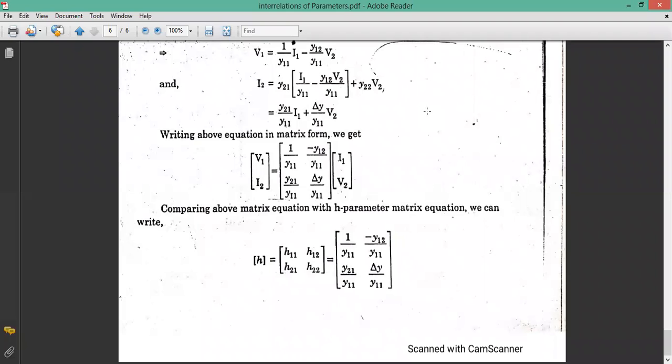Interrelation means how you can relate one parameter with another parameter. That is, how you can relate, for example, Z parameter in terms of Y parameter. That is, what is the relation between Z and Y? You can derive it. What is the relation between ABCD and say G parameter? What is the relation between G parameter and H parameter? So all these will cover your interrelations.